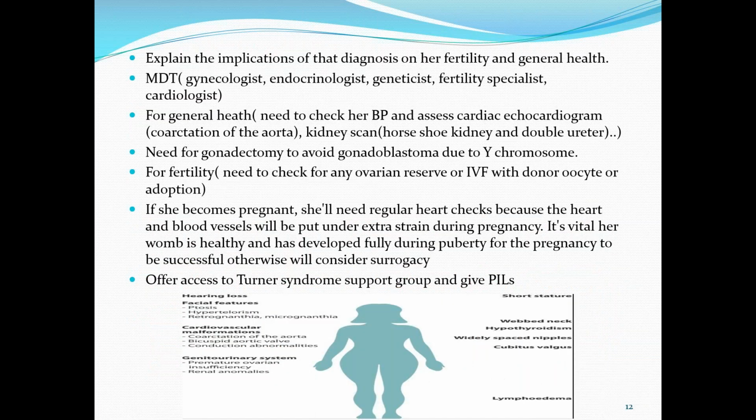So after telling her about the diagnosis and offering her a leaflet and support group, you need to discuss the implication of that diagnosis on her fertility and on her general health. And as Dr. Rahat mentioned, it's important to mention the importance of MDT, involving the gynecologist, endocrinologist, doctor of genetics, fertility specialist, and cardiologist. And tell her that for your general health, we need to check your blood pressure. We need to assess your cardiac function by doing an ultrasound on your heart, because sometimes in patients with Turner syndrome, they may have narrowing of the aorta, and you can draw this here. This is named coarctation of the aorta.